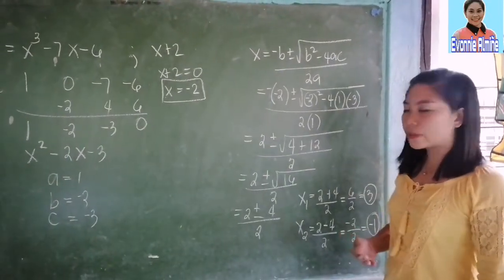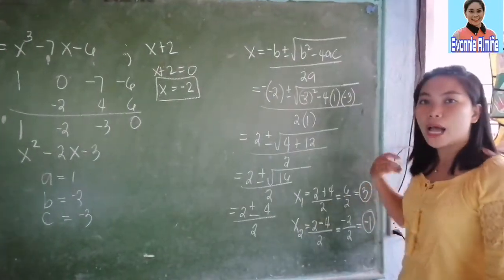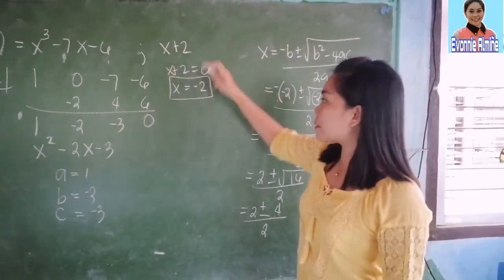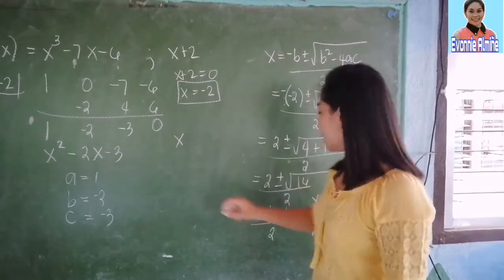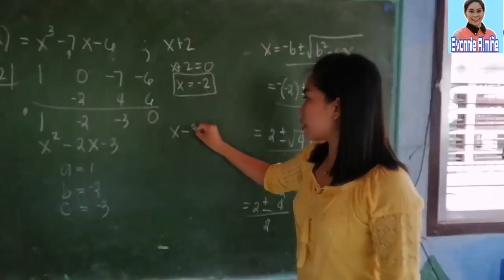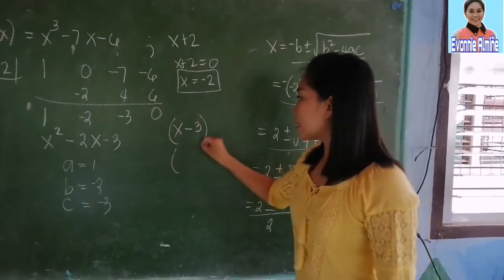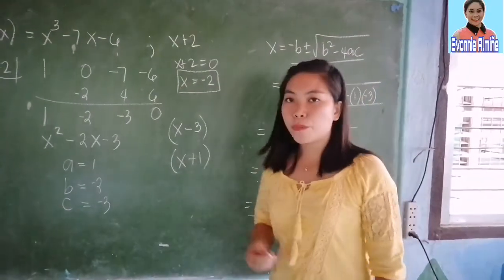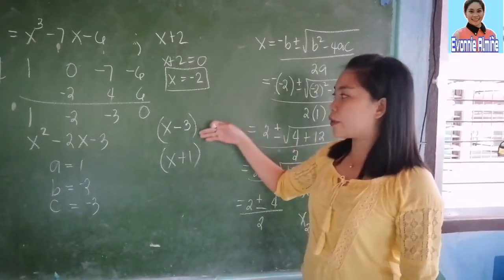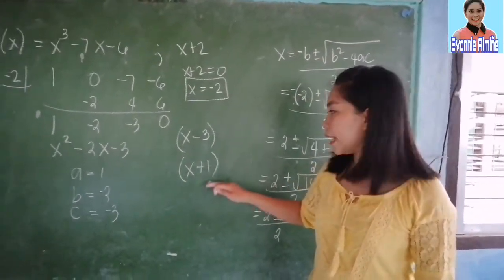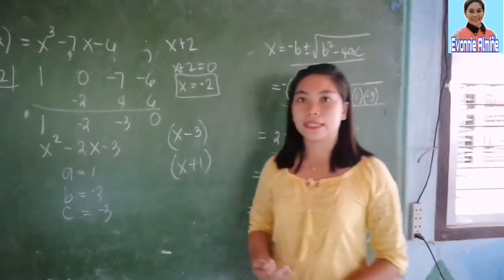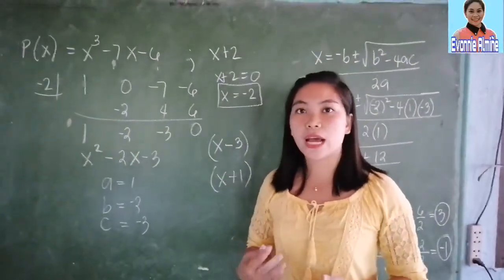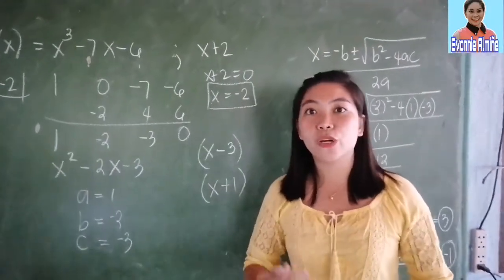But how about the factors? Of course, gagawin po natin siyang binomial. So, tandaan po kailangan binomial siya. So, you have x plus 2. Then, the other one is x minus 3. And the last factor is x plus 1. So, ano po yung other factors ni polynomial natin? You have x minus 3 and x plus 1. Tandaan lang po in trial and error method, madali lang po siya as long as meron po kayong tiyaga.